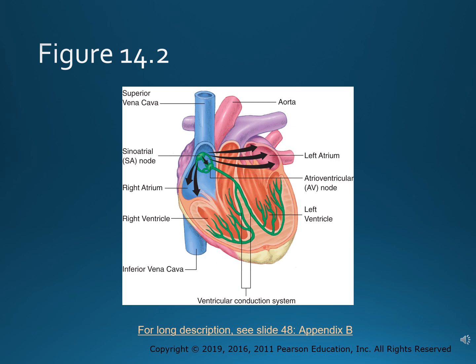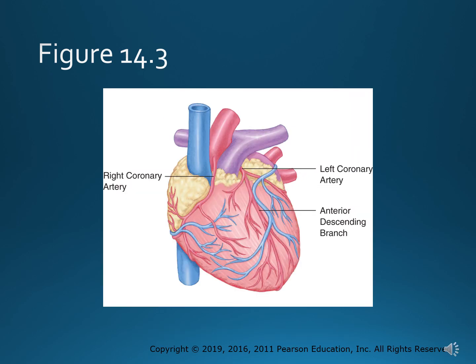In this slide, the heart conduction pathway is highlighted in green. As you can see, all of those green highlighted areas are the conduction pathway. On this slide, you can see the heart muscle again, the right coronary, left coronary, and the anterior descending branch. Remember that the coronary arteries supply blood to the heart muscle, also known as the myocardium.